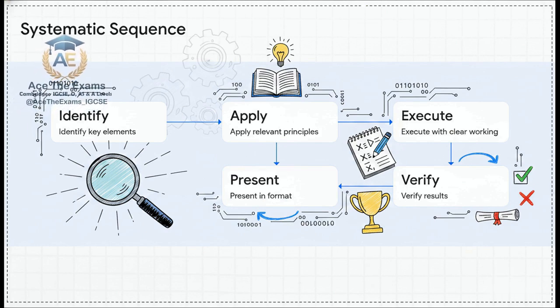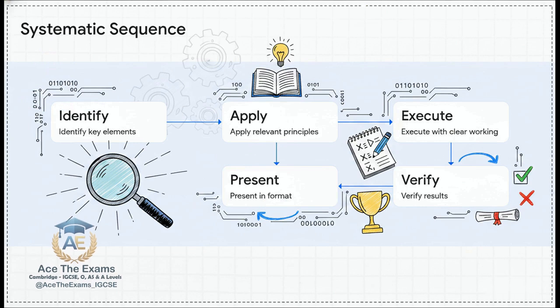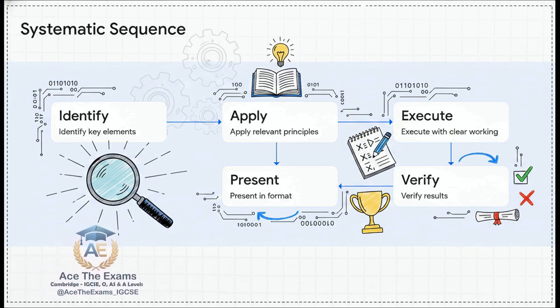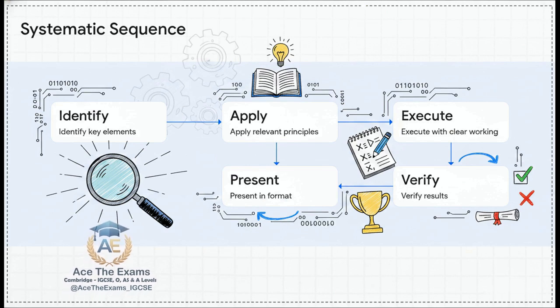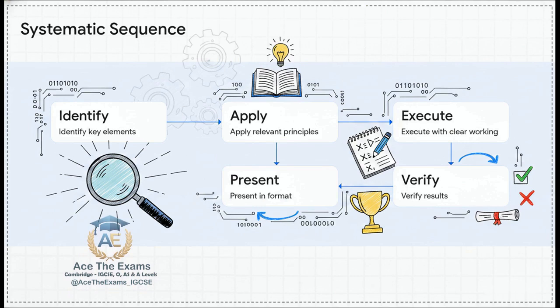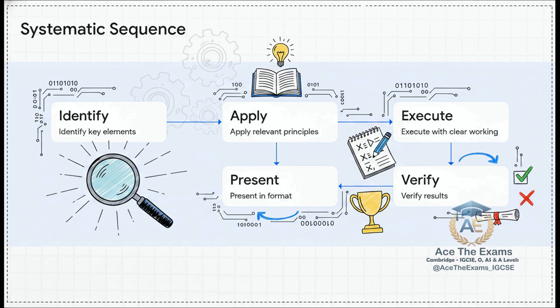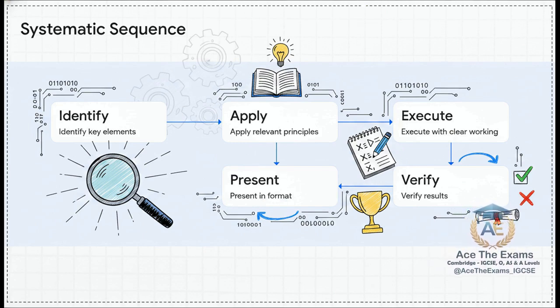Step 2, apply the relevant principles. Step 3, execute your analysis with crystal clear working. Let me emphasize this. This is your ultimate method mark strategy. Even if your final binary output is completely wrong because you made a silly addition error under exam pressure, showing your step-by-step logic gate resolution will literally save your grade. Step 4, verify your results. Step 5, present everything in the appropriate format requested.